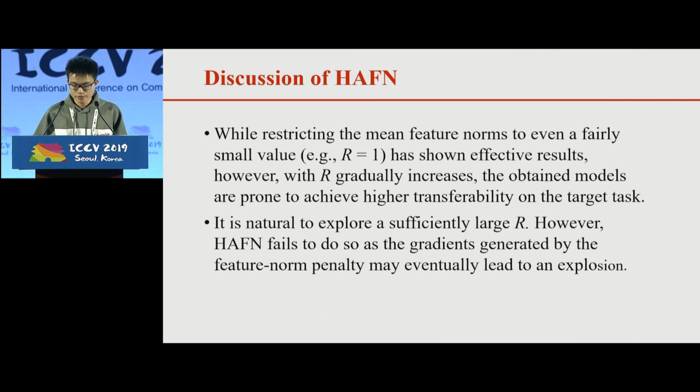Here are some findings about HAFN. Restricting the feature norm to even a fairly small value has shown effective results. However, with R gradually increasing, the model is prone to achieve higher transferability, and then it is natural to explore a sufficiently large R. However, HAFN fails to do so as the gradients of the feature norm penalty will eventually lead to an explosion.